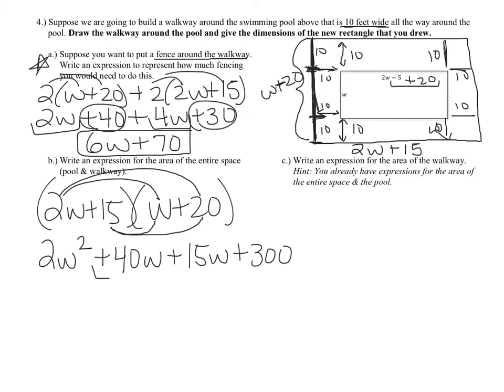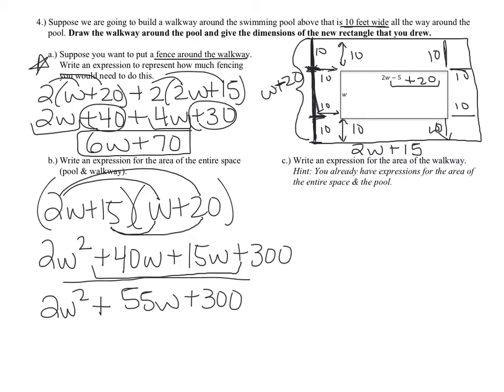And now we're going to combine our like terms. 40W plus 15W gives us 55W. So I've got 2W squared plus 55W plus 300. And that's the expression of the area of the entire space, the walkway and the pool, just the area. All right. Now, letter C. Write an expression for the area of the walkway. Okay, so I just want the walkway.